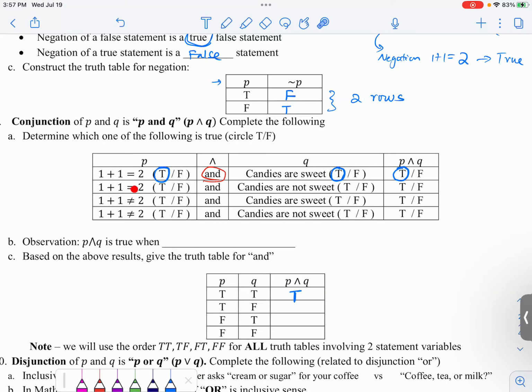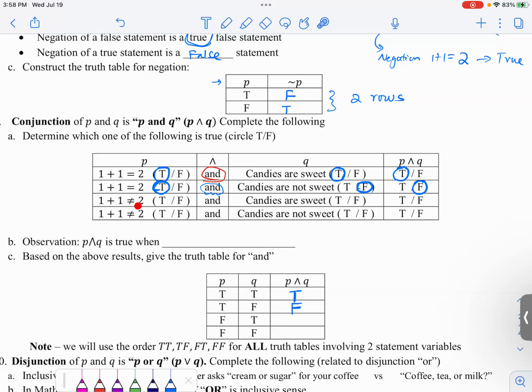Now let's move on. 1 plus 1 is 2. Certainly this is a true statement. If I tell you 1 plus 1 is 2, and at the same time, candies are not sweet, which is a false statement, obviously these two do not happen at the same time, right? So therefore, this whole sentence should be considered a false statement because candies are not sweet. That's false, which makes them not happening at the same time. So therefore, when P is true and Q is false, the connective and will give you a false statement.